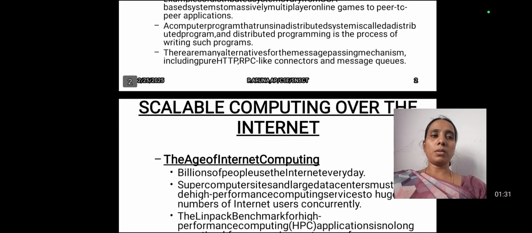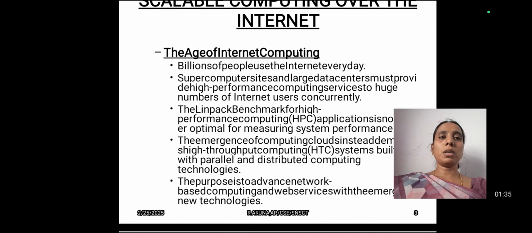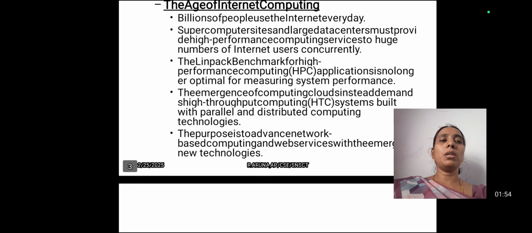The next topic we are going to see is scalable computing over the internet. In the age of computing, millions of people use the internet today, and they have HPC and HTC. First of all, we have to understand what HPC is. HPC is high performance computing. It is used for improving system performance, whereas HTC is the emergence of computing focused on high throughput.